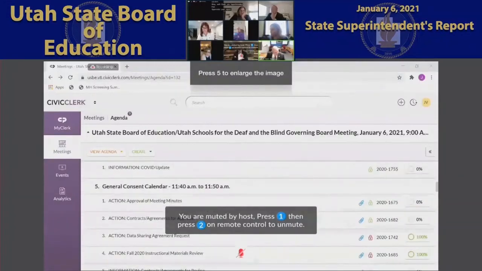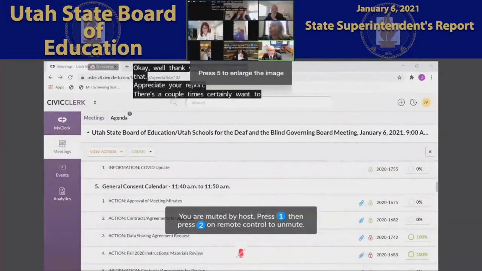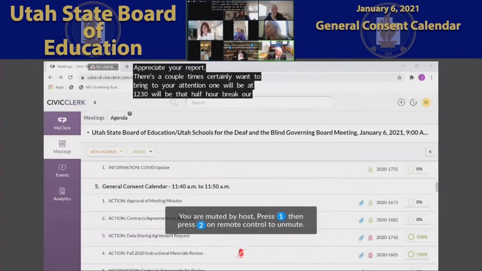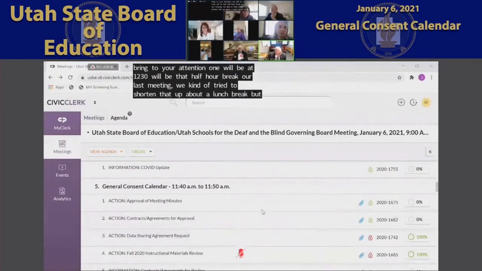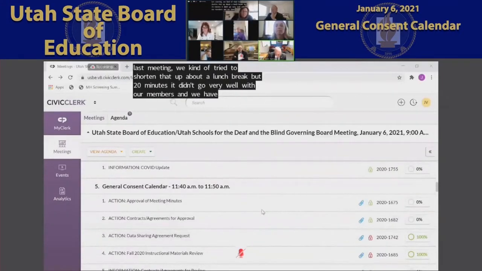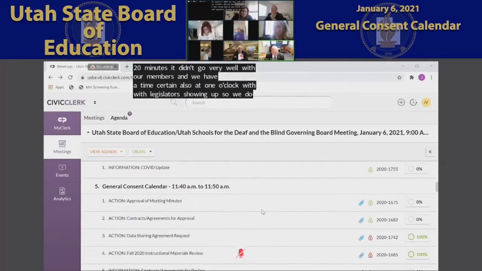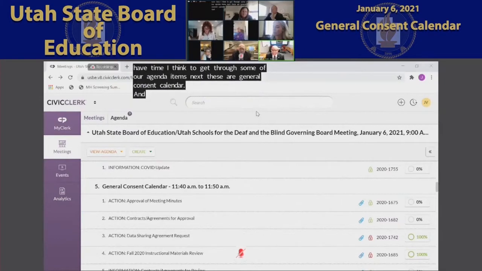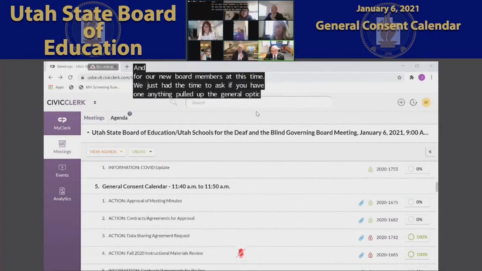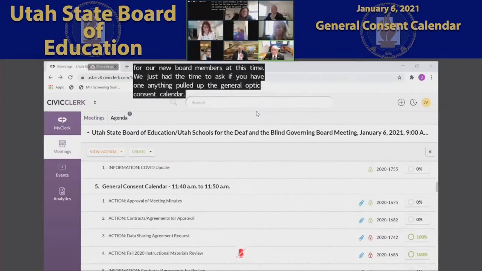Agenda items next is our general consent calendar. And for our new board members, at this time, this is the time to ask if you want anything pulled off the consent calendar. And then we put it to the side, and then we approve what's left of the consent calendar. Then we go back to those items, and we have who wanted to pull to speak to them. So items to be pulled from the general consent calendar.